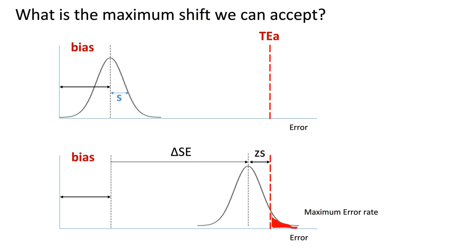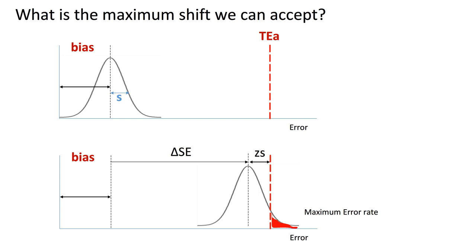How much could the process shift before we start to get worried? Well, this depends on the maximum error rate. If the maximum error rate is large, we can accept a bigger shift and allow the mean to get closer to the boundary. If the maximum error rate is small, we cannot let the mean get close to the boundary. In that case, we can only tolerate small shifts.